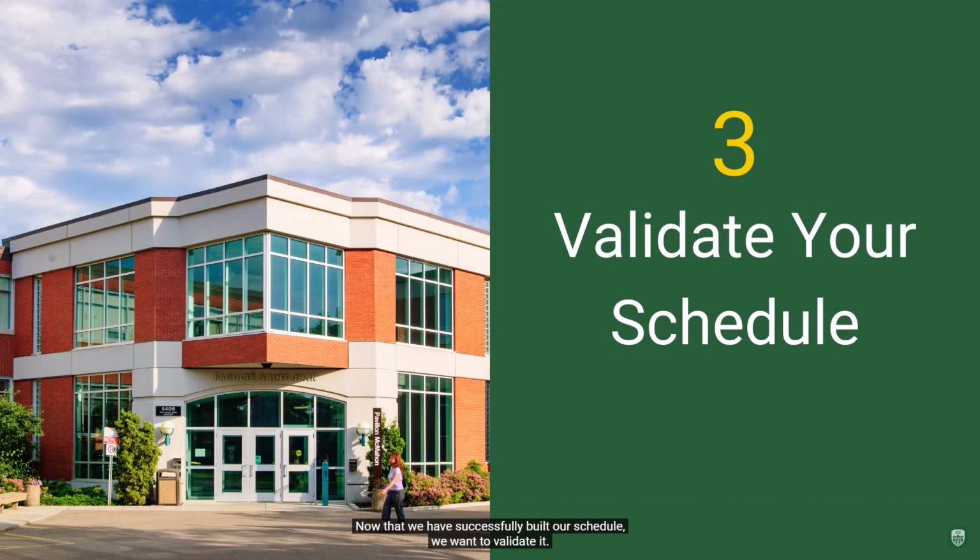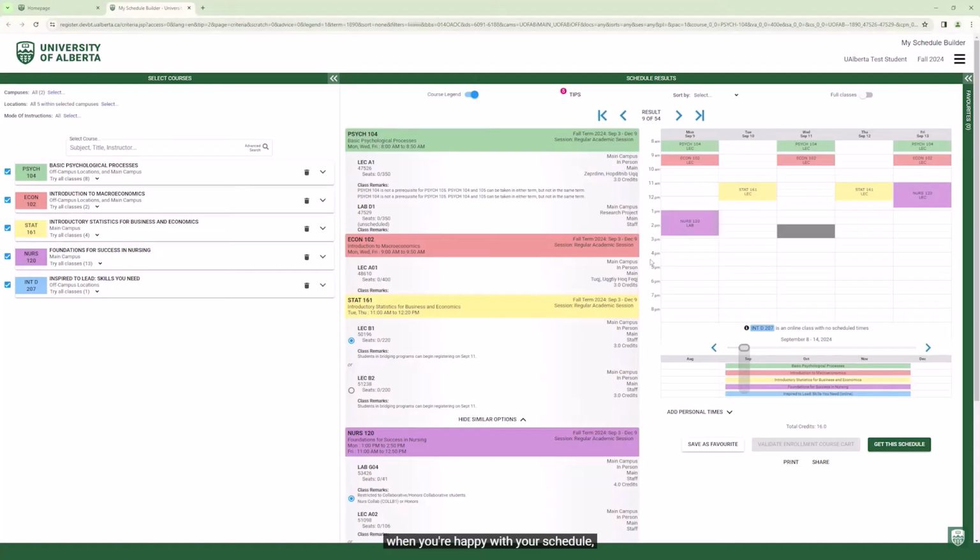Now that we have successfully built our schedule, we want to validate it. This important step will help ensure you are ready to enroll in all of your classes. If your enrollment date has already passed, you may skip this step. When you're happy with your schedule, the next step is to add it to your enrollment cart. Make sure all the classes you want are checked off on the left-hand side of your screen, and then click the green Get This Schedule button.